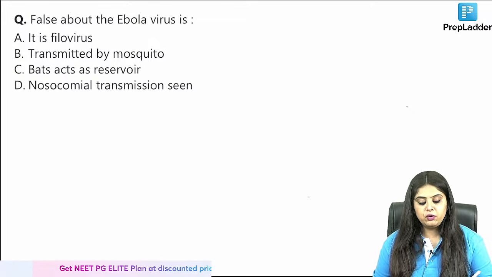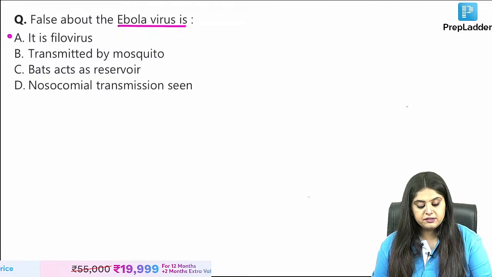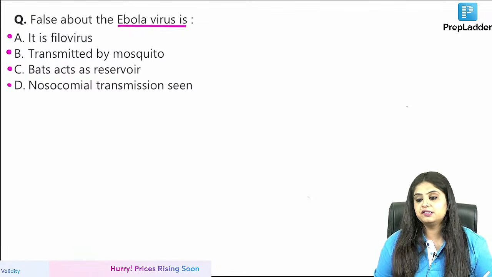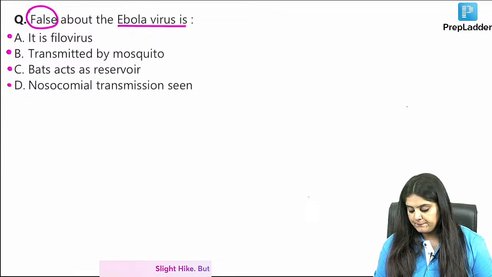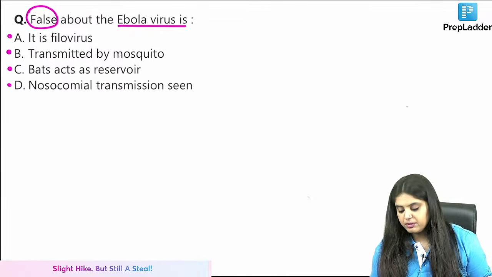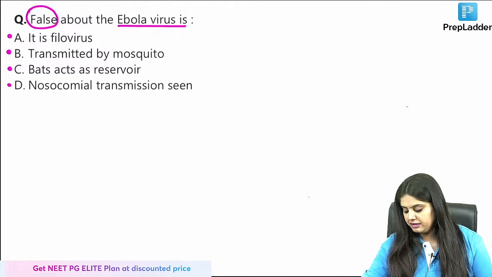Very important. What is false about Ebola virus? It is a filovirus. It is transmitted by mosquito. Bats act as a reservoir. Nosocomial transmission is seen. False, false वाला statement. Okay, Meckel's also lead, but हाँ, intussusception का तो फिर never ending. I just told you जो exam वाला buzzwords है.